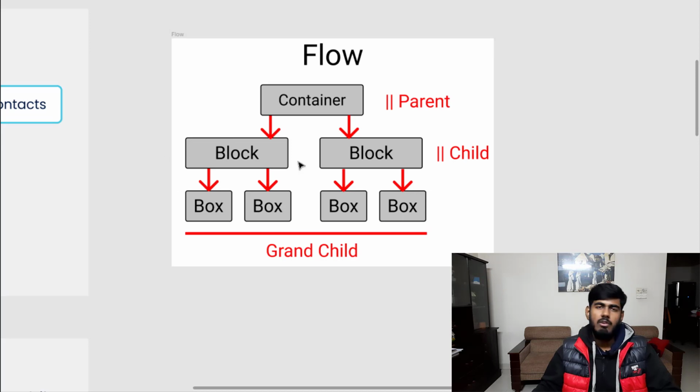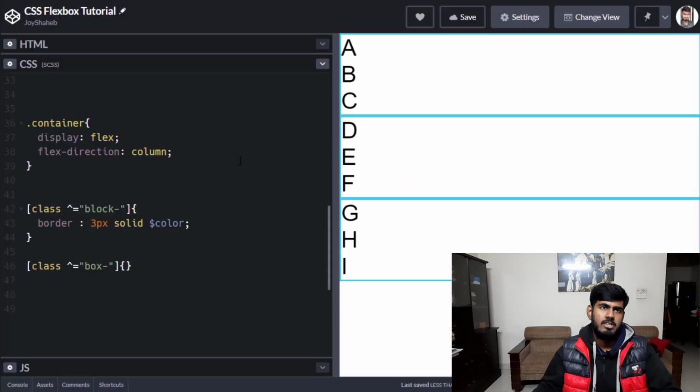But if you define any property changes inside the container, it's not going to go to the box, it's going to go inside the block, like that. So back to our design. We have selected flex direction column. It's going to affect the blocks.